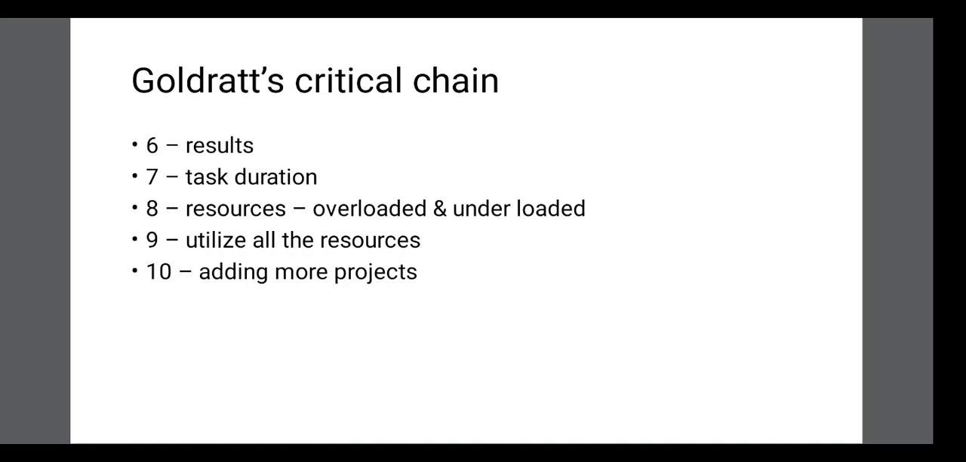Next one is task duration. Throughout the project, several tasks are to be performed, so we have to compute the full task duration. Then resources. What resources are overloaded or underloaded? The utilization of the resources should be okay. If all the resources are not utilized, we have to update with other projects. Next one is adding more projects. For utilizing the other resources, we have to add projects and utilize those projects also. Thank you.